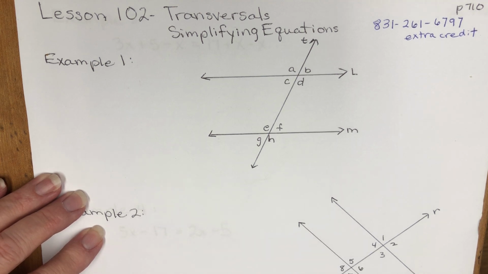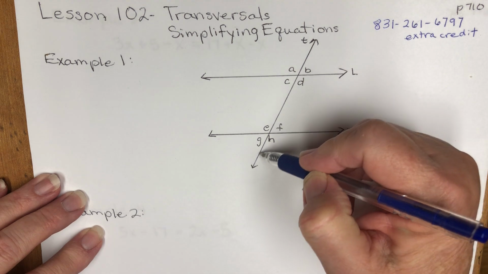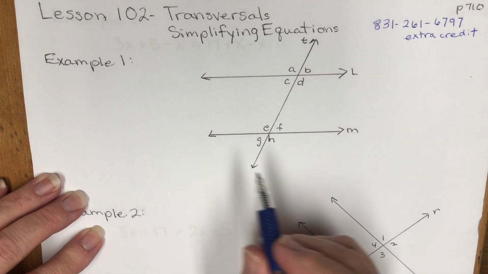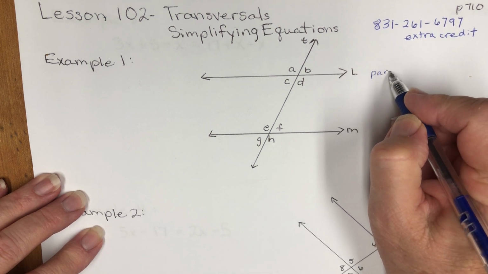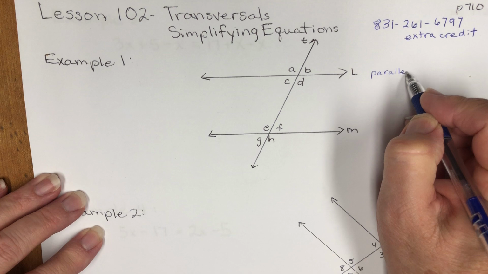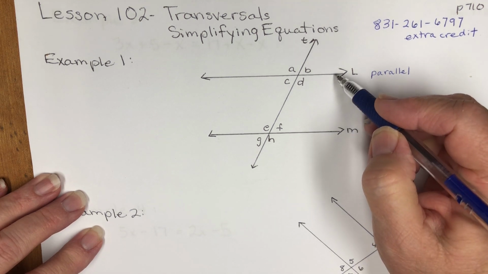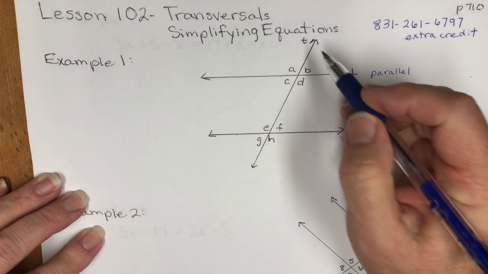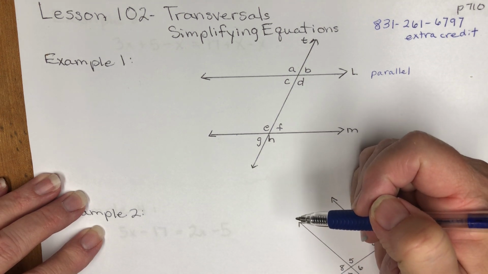Okay, we are ready to begin. A transversal is a line that goes across other lines. In this case, these two lines are parallel. That means that the distance between L and M here is the same as the distance between L and M over here. And this transversal is cutting right through both of them.